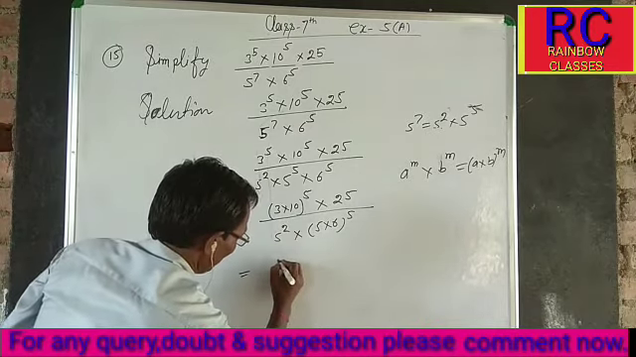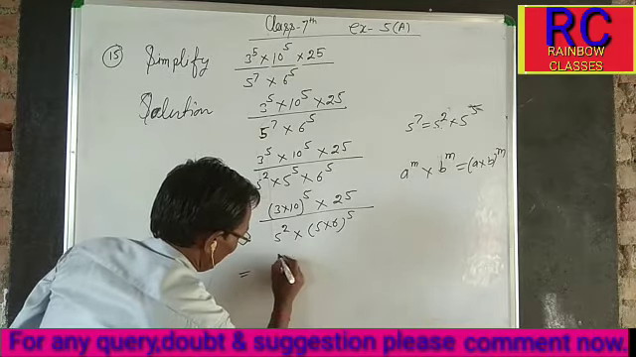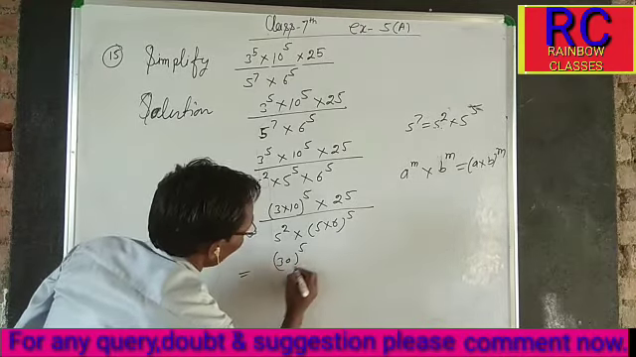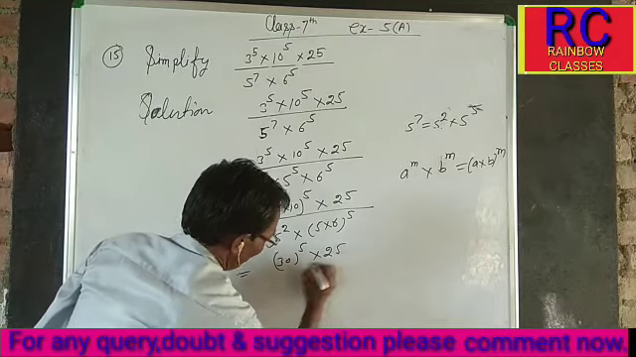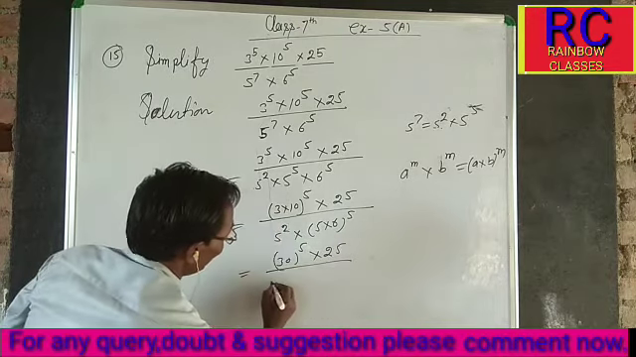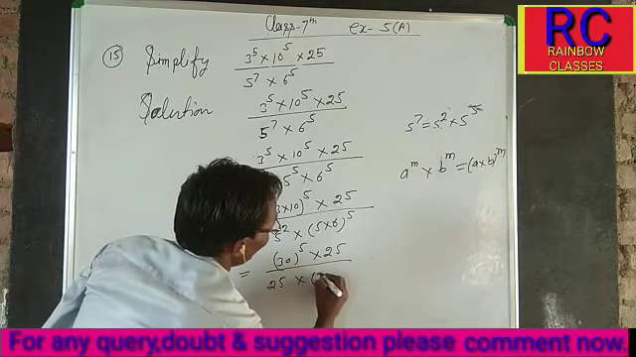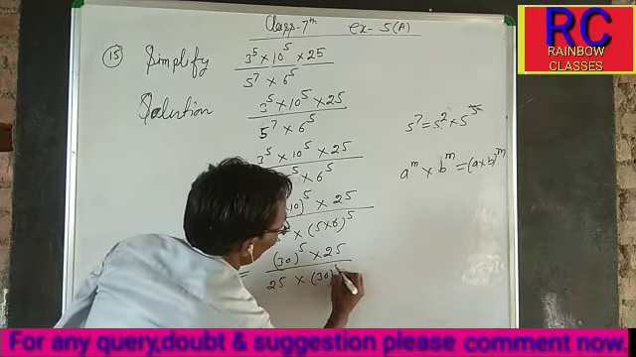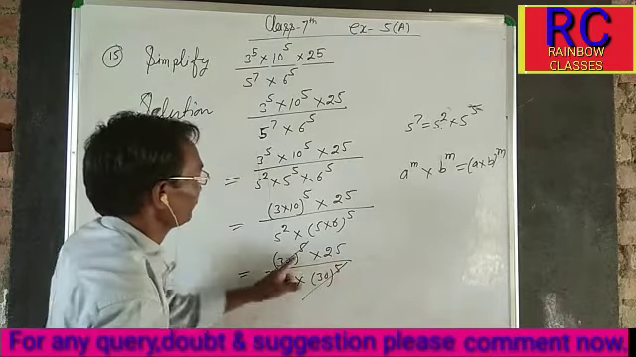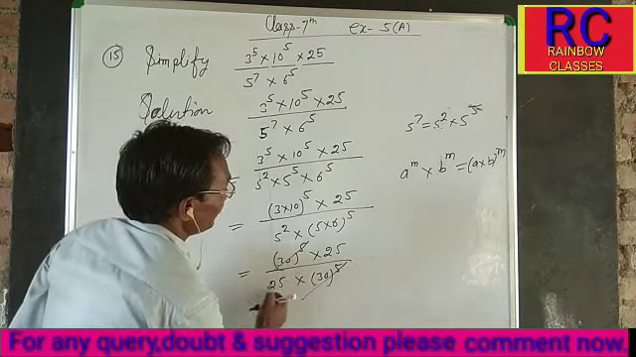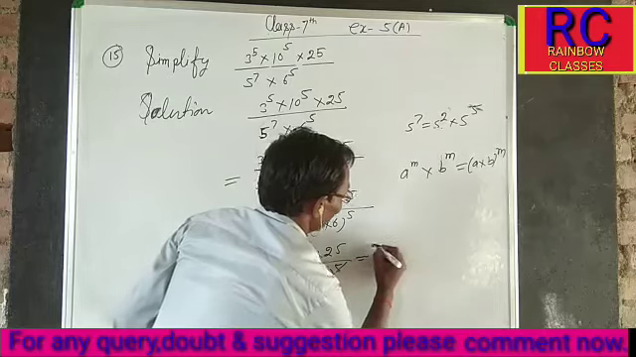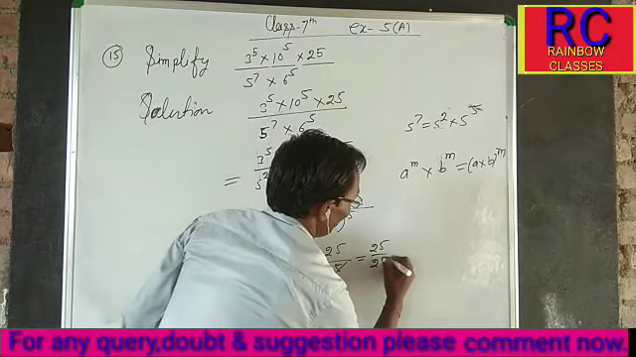3 10 30 to the power 5 into 25 by 5 to the power and 25 into 5 6 30 to the power 5 is 30 to the power, cross divide, and 25 by 25 by 25 is equal to 1.